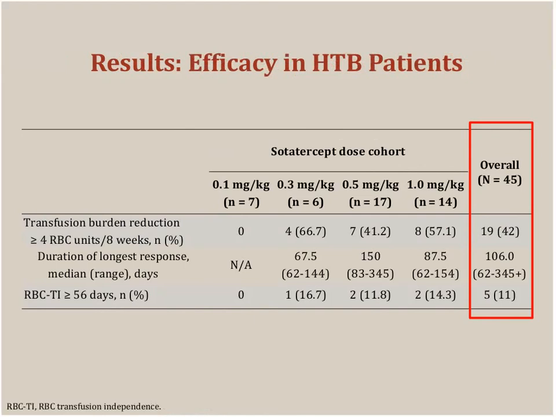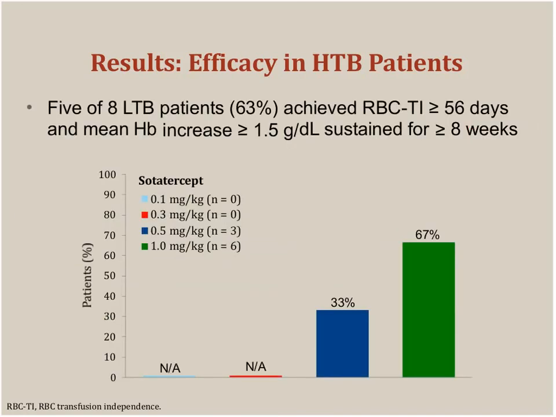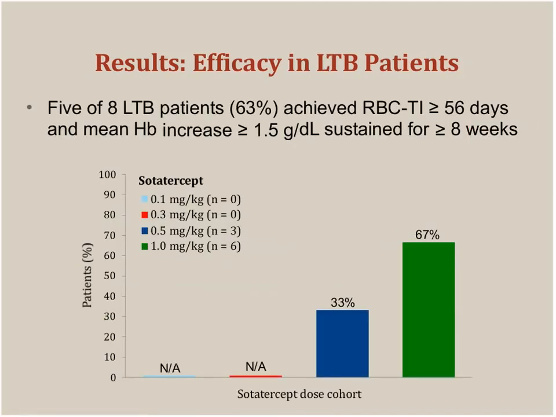Here again, you can see the efficacy. So these are the cohorts, and there was a higher response rate in the cohorts with the higher dosages of the sotatercept, and you can see the overall response rate, but nevertheless, overall, 11% of patients became transfusion independent in this study. And you can see for the patients here in low transfusion burden patients that the responses were seen in the cohorts with the higher concentrations of sotatercept.